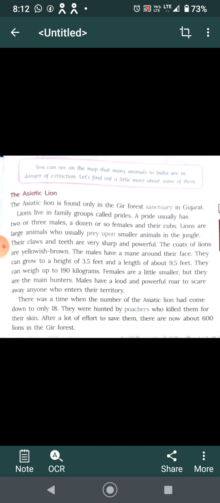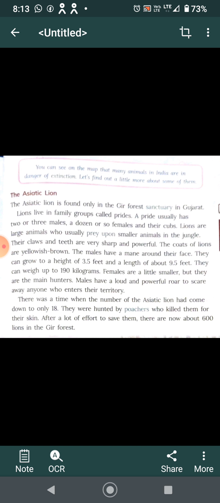The Asiatic lion is found only in the Gir Forest Sanctuary in Gujarat. Lions live in family groups called prides. So animals live in groups. Same way lions also live in groups, and those groups are called prides. You remember we have done in collective nouns also, the pride of lions. A pride usually has 2 to 3 males, a dozen or so females, and their cubs. Means there are about 18 to 20 lions together in one group.